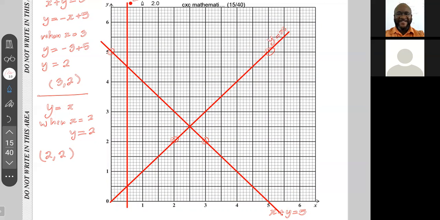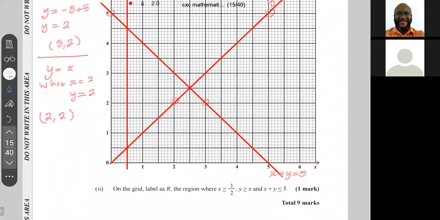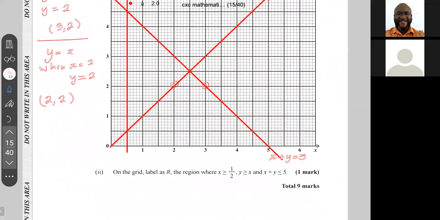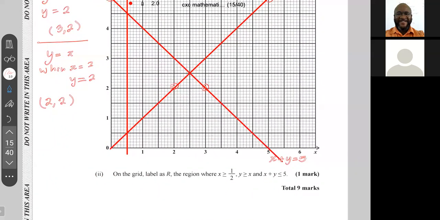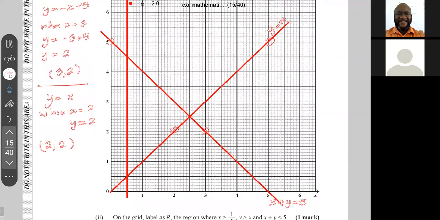All right, so we need to be able to draw a straight line. That's the first thing we're asked to do, and if we were able to do that, we would get 3 marks. Then it says on the grid, label the region where x is greater than a half. Well, this is the vertical line x is a half. To the right of this line, x is greater than a half. So the region where x is greater than a half is to the right of that line.